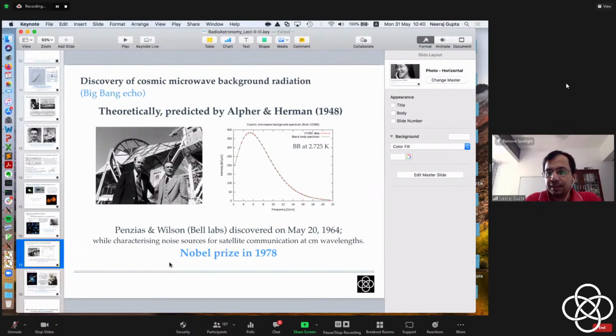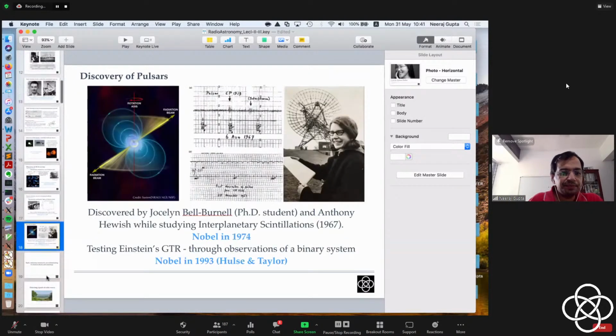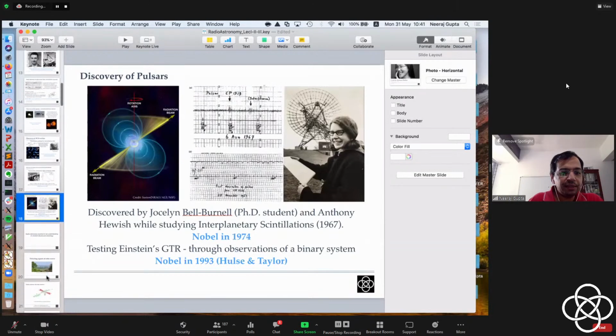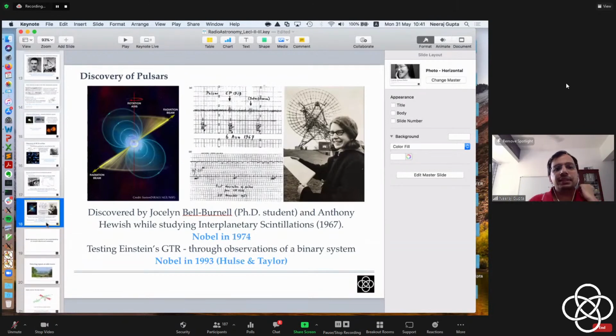And then next we come to the discovery of pulsars, right? That's another very important discovery. It's a completely new field on its own. It opened up a new field.